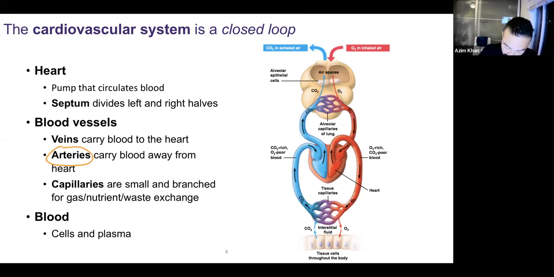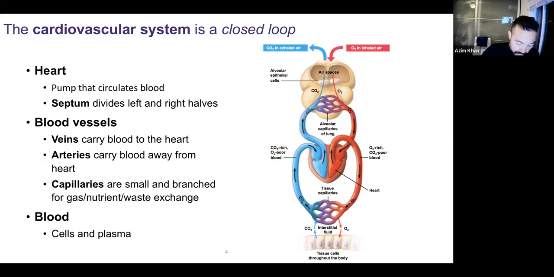So here you can see oxygen-rich blood being carried away from the heart in order to nourish tissues. But we can also have arteries that carry blood away from the heart and it's poorly oxygenated. In this case, it's carrying blood to the lungs, which makes sense because we want to carry blood to the lungs so that we can get oxygen.